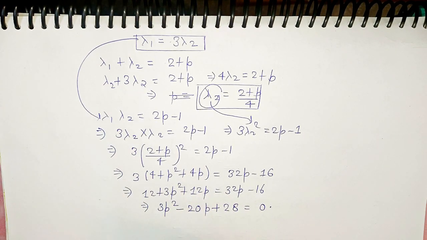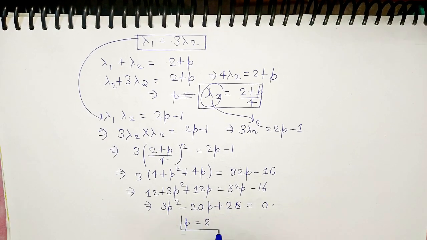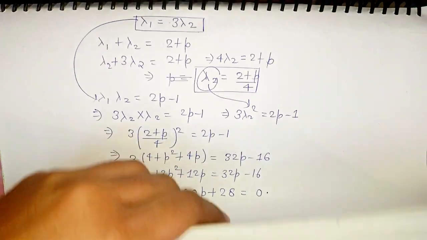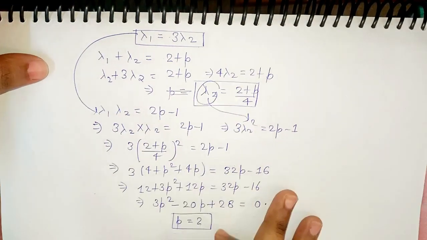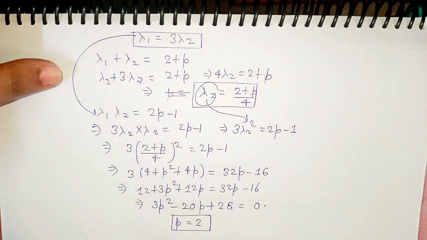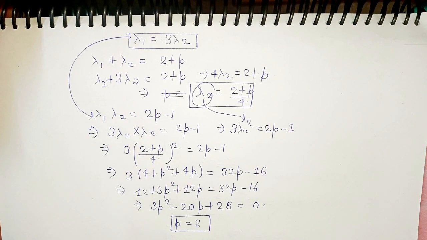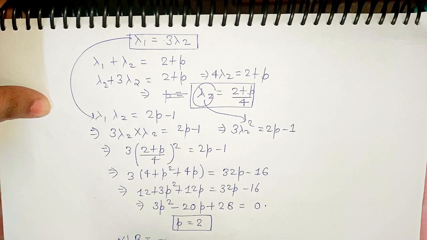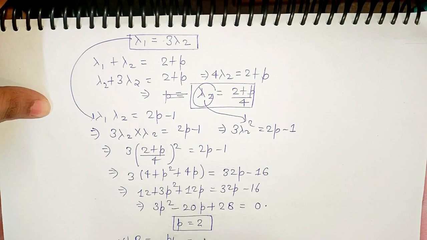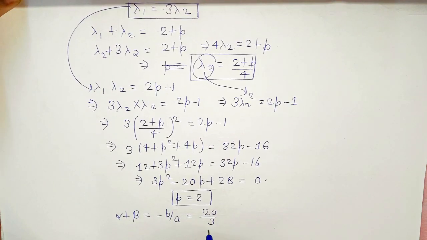Now one value of p is given to you as p is equal to 2, in the question itself. So we know that for a particular quadratic equation, the sum of the roots is equal to what? If the roots of the equation are alpha and beta, then alpha plus beta is equal to minus b by a. Here b is minus 20, a is 3. So alpha plus beta is basically minus of minus 20, it becomes plus 20, so it becomes 20 divided by 3.